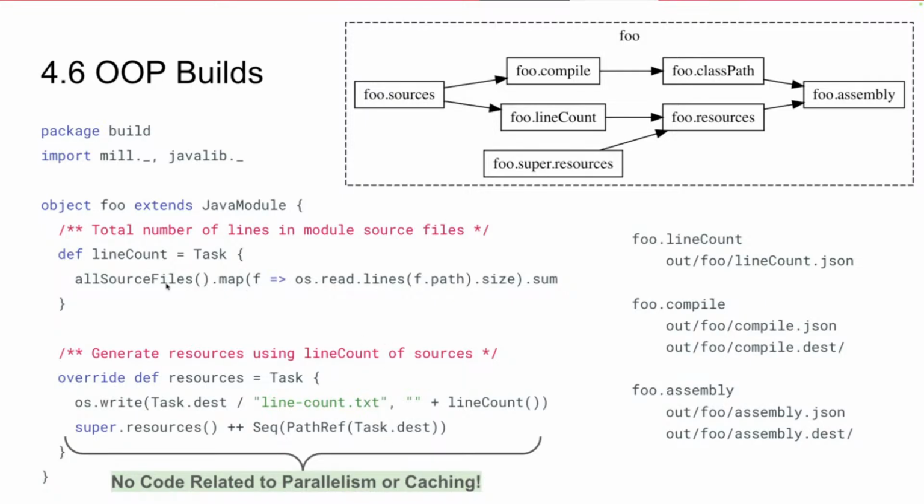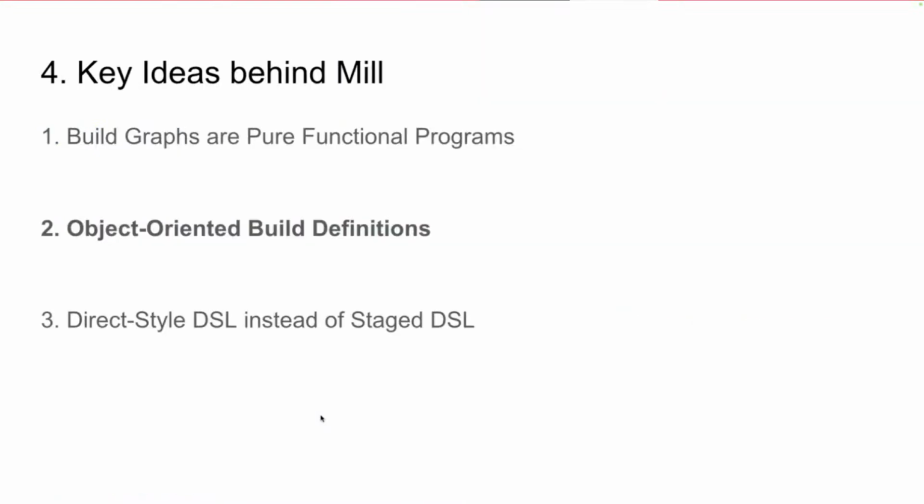You basically write pure build logic here, like summing up the lines of code and writing a resource file, and Mill just handles all the rest for you. So that's the idea of object-oriented build definitions, where functional programming is cool, but the idea of object-oriented classes, overrides, and methods is really important in how Mill works. The last thing we're going to look at is the idea of a direct style DSL rather than a staged DSL.